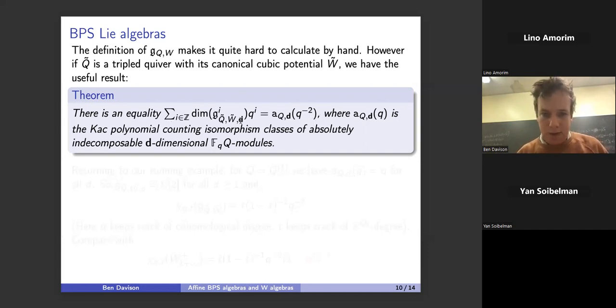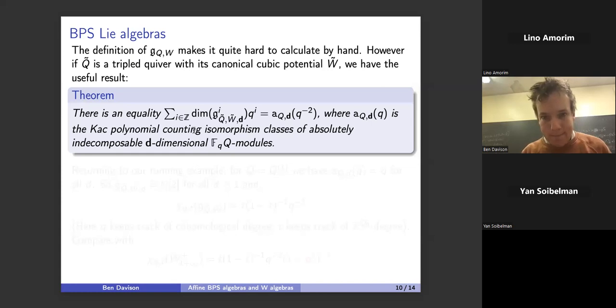Here, A_{Q,d}(q) is what's called the Kac polynomial. Its definition, and it's a definition and theorem, is that it is a polynomial such that if I evaluate it at q a prime power, it returns the number of isomorphism classes of absolutely indecomposable modules over the path algebra, now not with coefficients in C, but with coefficients in F_q. That's why I had to pick q to be a prime power. Indecomposable means what you think it means: it can't be written as a direct sum, and absolutely indecomposable means it remains indecomposable even if I pass to the algebraic closure of F_q. So it's a purely combinatorial gadget. It's a beautiful theorem that this counting function is a polynomial, and then it's a string of surprises that this polynomial, which really comes from combinatorics, governs the graded dimensions of this BPS Lie algebra.